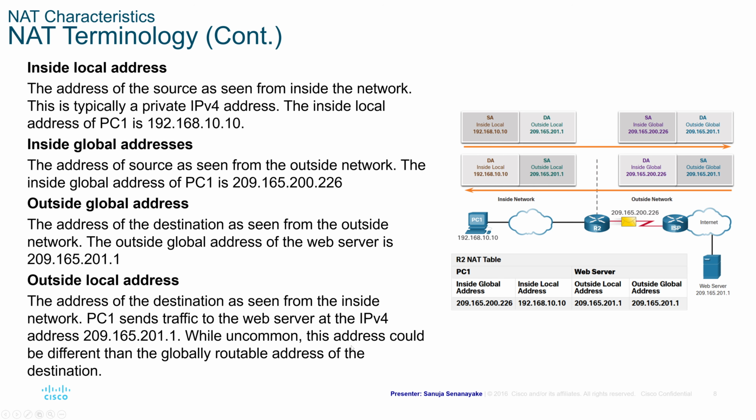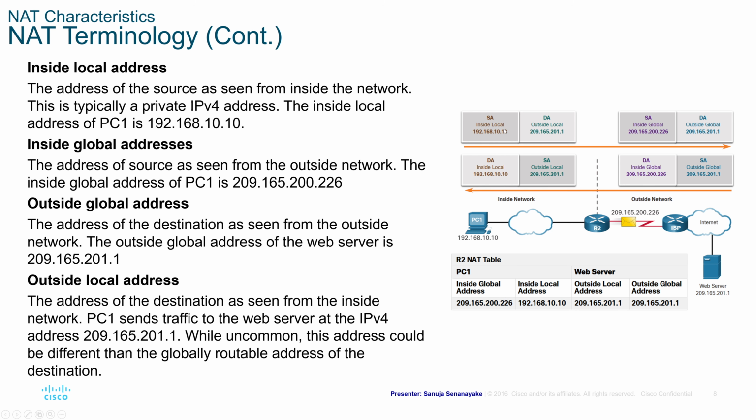While it is uncommon, this address could be different than the globally routable address of the destination. So remember that. Even though it is very uncommon to see that, this address could be different from the globally routable address of the destination address. So that now you can see those different addresses and how it's being used on the right hand side.